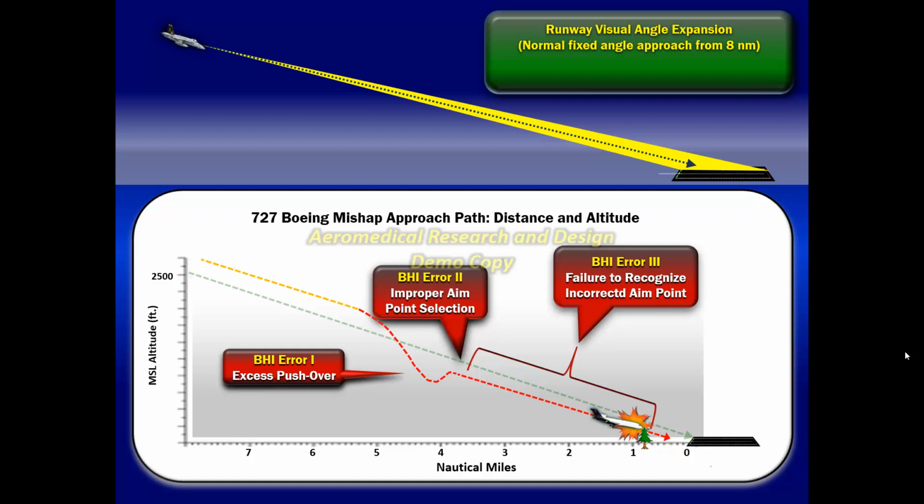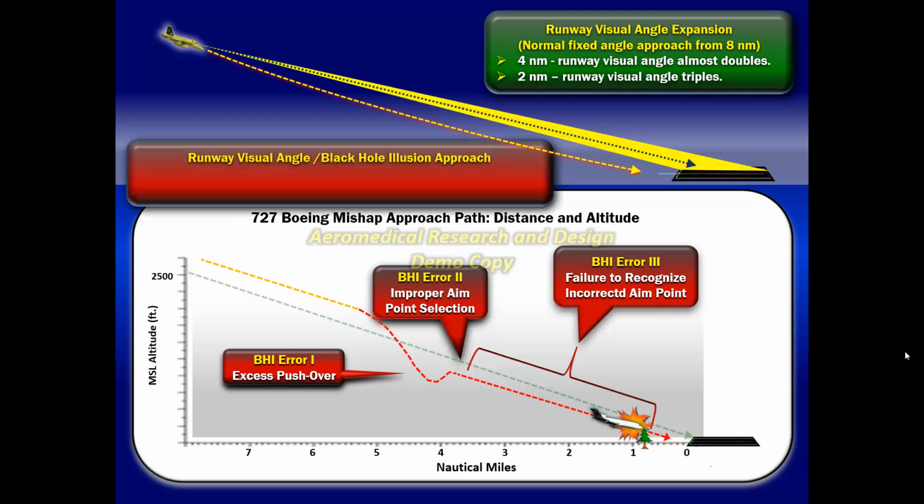For example, with a 3-degree approach beginning at 8 nautical miles, the runway visual angle almost doubles after reaching 4 nautical miles and triples at 2 nautical miles. Based on this visual phenomenon, accident investigators started to hypothesize that black hole illusion accidents occurred because pilots failed to allow the runway visual angle to expand and instead tried to keep the view of the runway angle constant by progressively increasing their nose-down attitude.